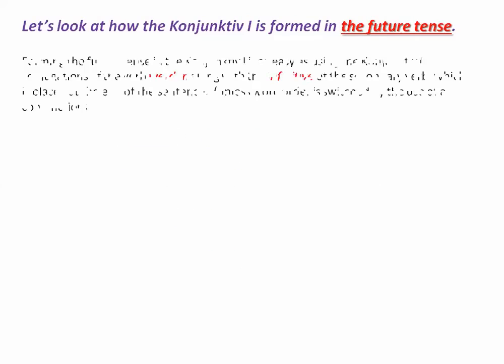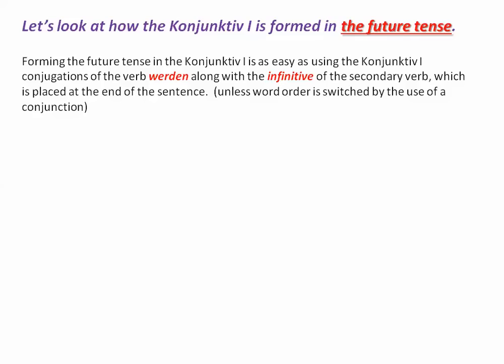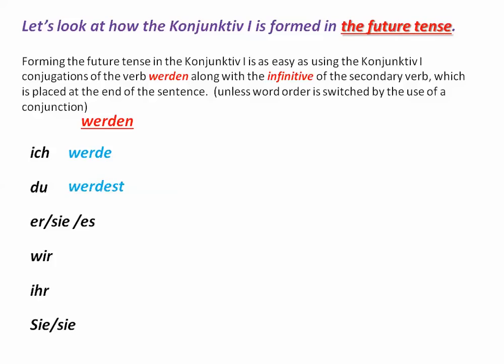Let's look at how it's formed in the future tense for a moment. Forming the future tense in Subjunctive I is as easy as using the Subjunctive I conjugations of the verb werden, along with the infinitive of the secondary verb, which is normally placed at the end. So let's take a look at the subjunctive forms of werden. Ich werde, just like we did with haben, we add an E. It's very similar to present. It's the same as the present tense conjugation. Du werdest, er werde, wir werden, ihr werdet, sie werden.